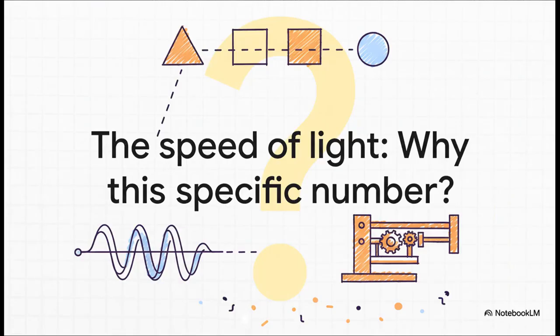I mean, why this specific number? It's not a nice round 300 million, is it? It's this incredibly precise, almost random-looking value. It feels kind of arbitrary, right? And for more than a century, the answer has basically been, well, that's just what we measure it to be. It's just a brute fact of our universe.